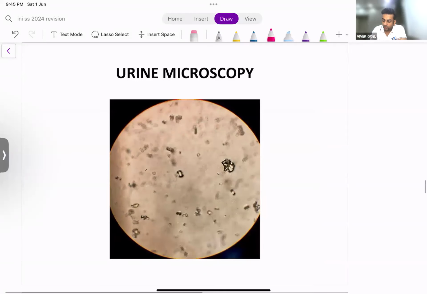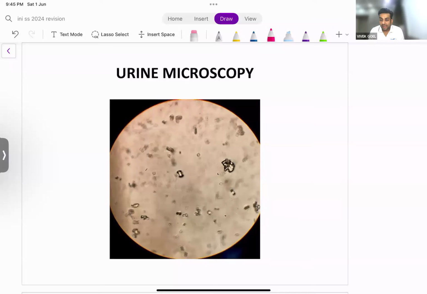Next is the urine microscopy. Now, urine microscopy is one very, very favorite topic of all the examiners. Even for your MD final examination, if an old examiner comes to you who has a good interest in nephrology, he could start a case of nephrotic syndrome by asking, how do you do a urine microscopy?